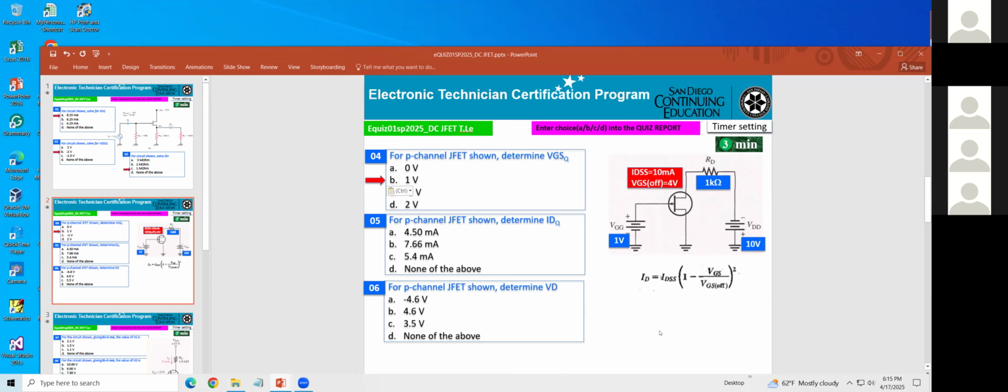Number five, they want ID. That means you have to apply the formula.